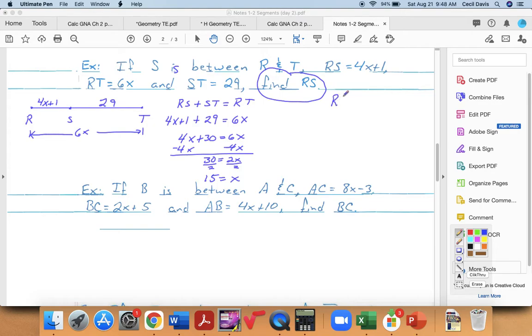So the length of RS is going to be 4x plus 1, but the x has a value of 15. So that's 4 times 15 plus 1. Let's see, 4 times 10 is 40. 4 times 5 is 20. So add those together, that's 60 plus 1. So I get my final answer. The length of RS is 61. And I'll circle that so that it's easy to find on a piece of paper.